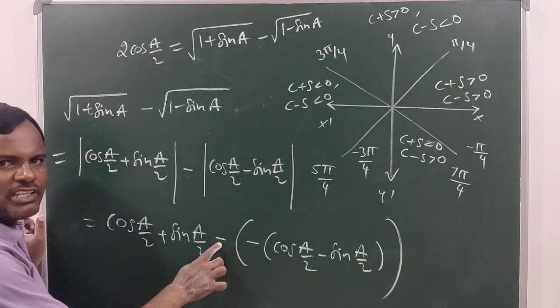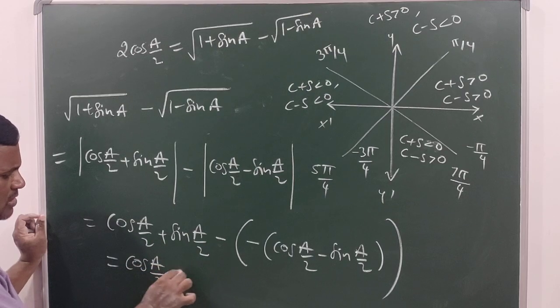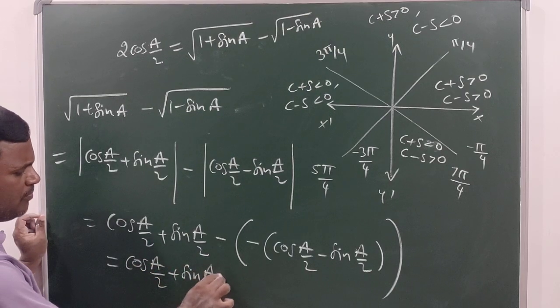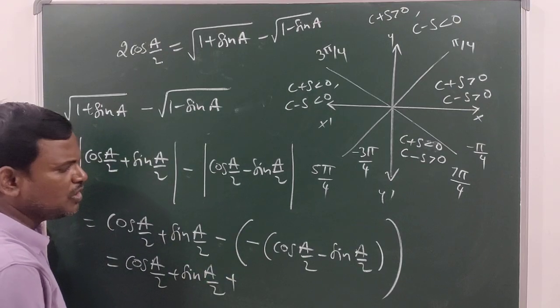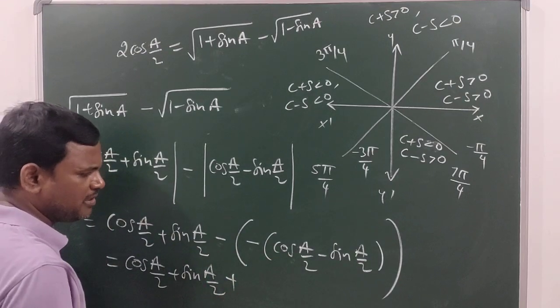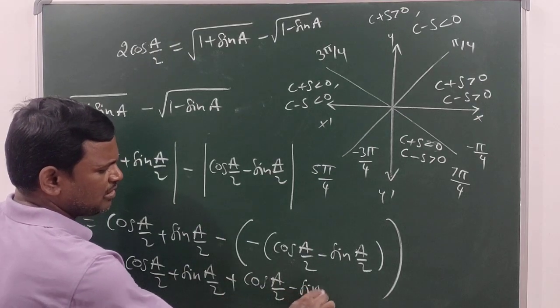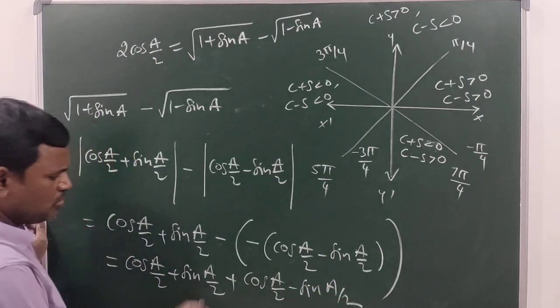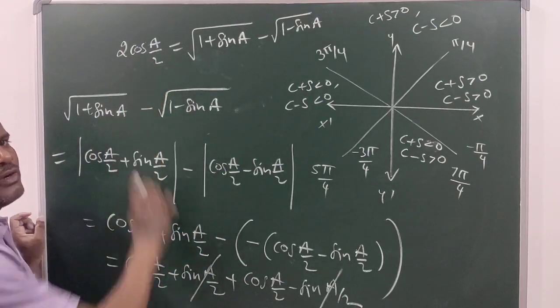Now here minus into minus is plus. Cos a by 2 plus sin a by 2. Here minus into minus is plus. Okay, what do we get here? Cos a by 2 minus sin a by 2. Now sin a by 2 cancels, cos a by 2 plus cos a by 2, we are getting 2 cos a by 2 now.